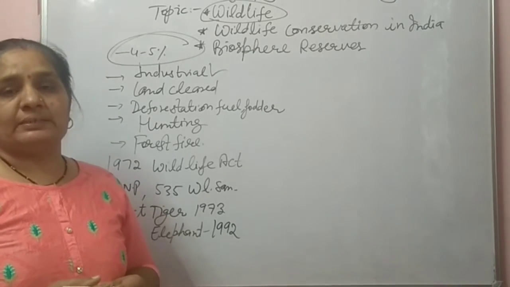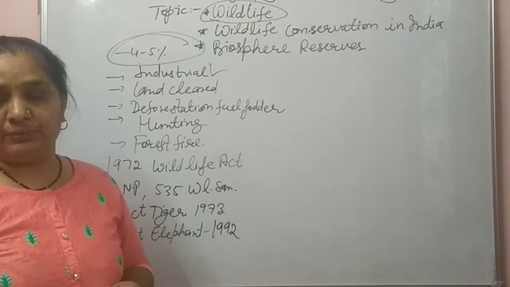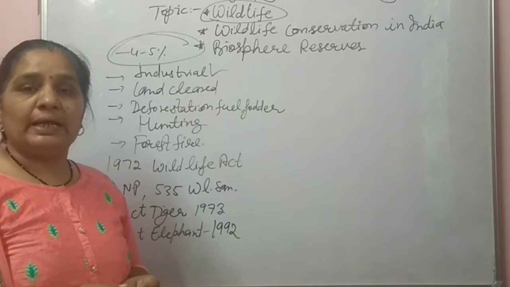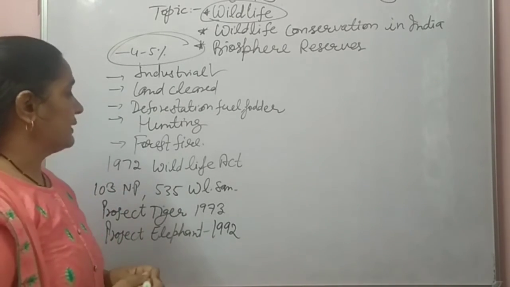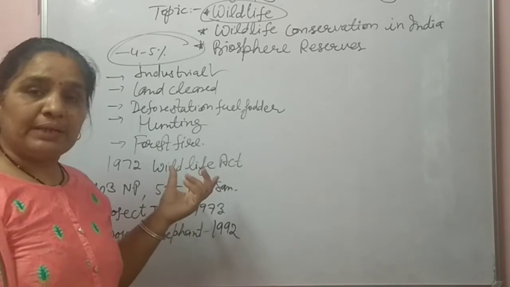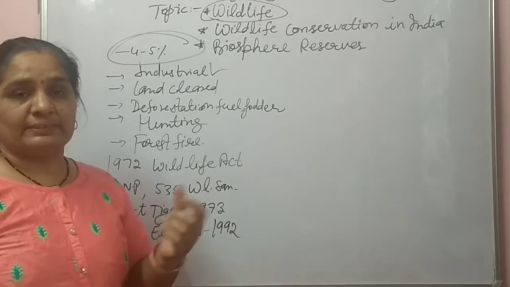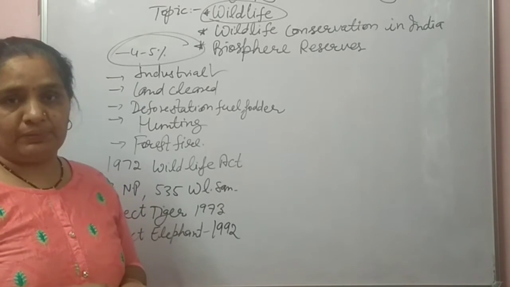Next one is deforestation for fuel and fodder. In nearby areas, local communities are clearing the forest to fulfill the demand of fuel and fodder for their animals also. Hunting is another main cause. Due to hunting, these species are decreasing day by day. Next one is forest fire. Sometimes, unfortunately, fire catches in the forest region and most of the precious species are lost.